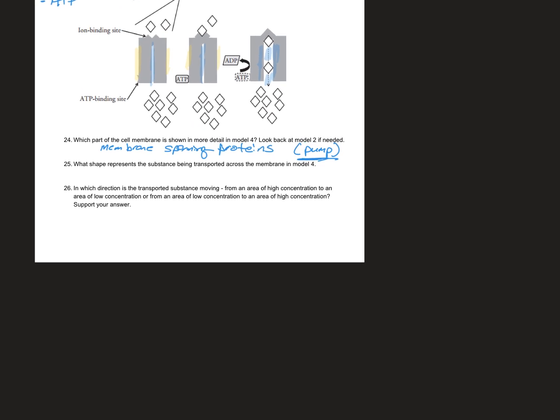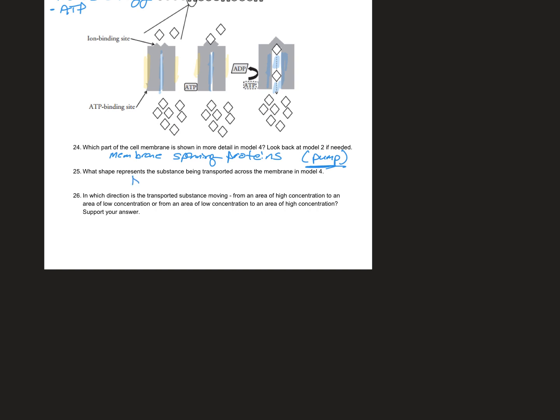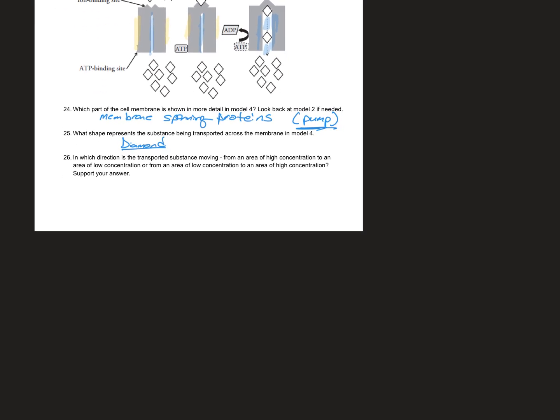What shape represents the substance being transported across a membrane? I hope that's easily a diamond to you. I don't know what other shape you'd call it. In which direction is the transported substance moving? You're going from low to high. It's low to high. There is more inside than out, and the material is going in. And ATP is used.